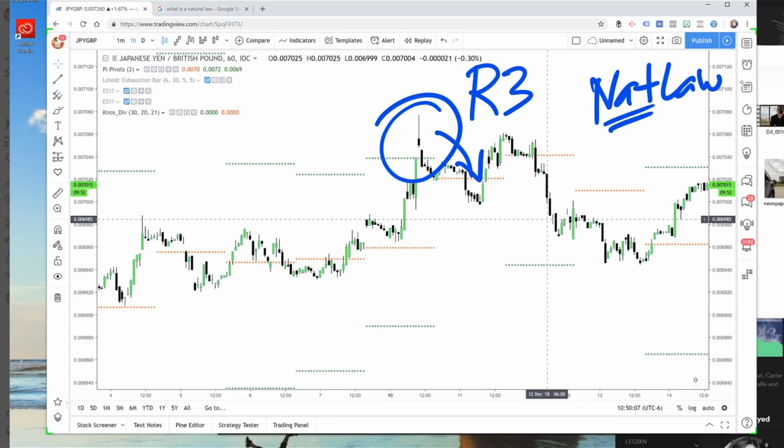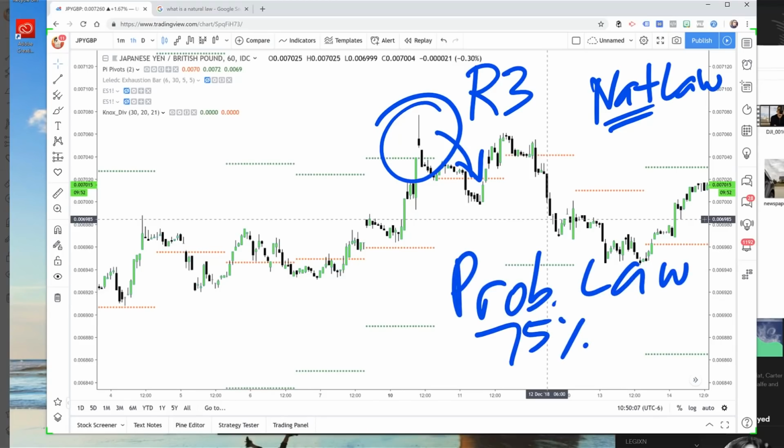But we can't call it that because it's not scientific. It's not the laws of physics. It's a probabilistic law, meaning that more than 75% of the time, if price hits R3, it's going to bounce off of it and drop. Like gravity is a law. This is more like a probabilistic law.